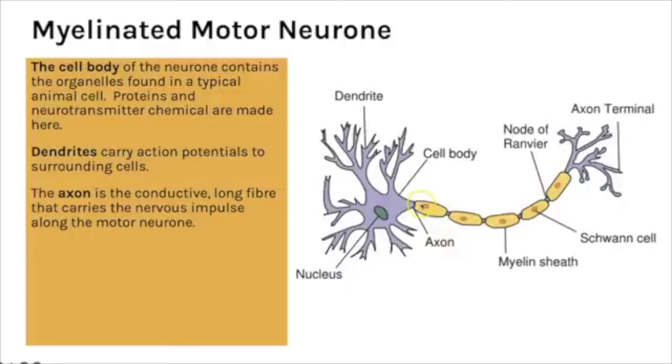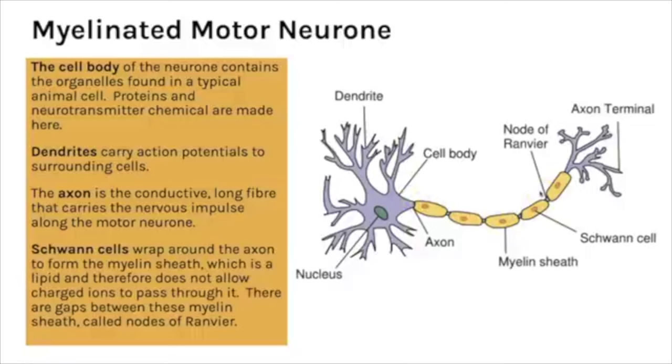The axon is the conductive long fibre that is making up this whole part of the cell, and that carries nerve impulses all the way along this particular motor neuron. Schwann cells are what we call these layers wrapping around the axon, and they form the myelin sheath, which is a lipid, and therefore it insulates. It does not allow the charged ions to pass through to the axon. There are gaps though, and these gaps are called the nodes of Ranvier, and that is where they are not insulated.